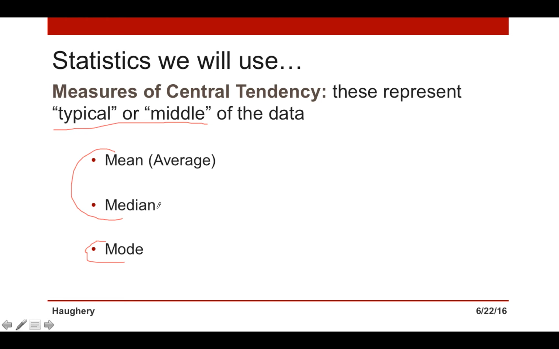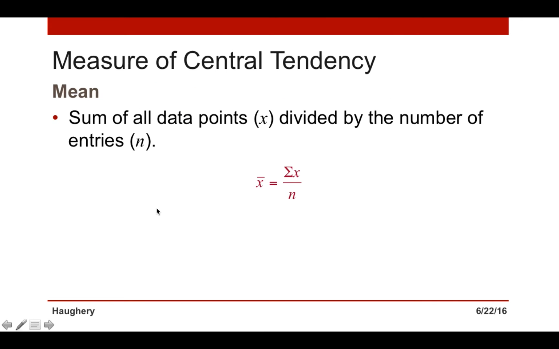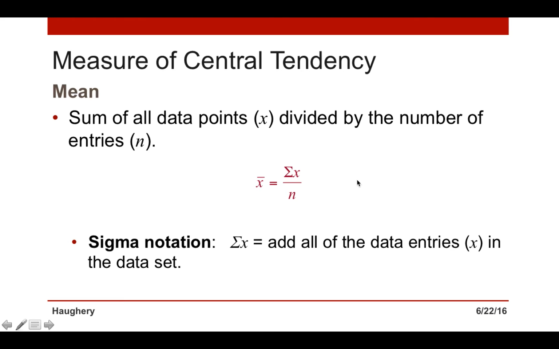We'll just quickly go through how we calculate these, and then we'll finish up with when we would use which type of statistic. So mean is the sum of all the data points, all the x's, divided by the number of entries or samples. Sigma just means add up all the different x data points, n being your sample size. So all 100 x's, add them up, divide by 100, and that will give us our mean or average, which is said x bar. That's pronounced x bar.